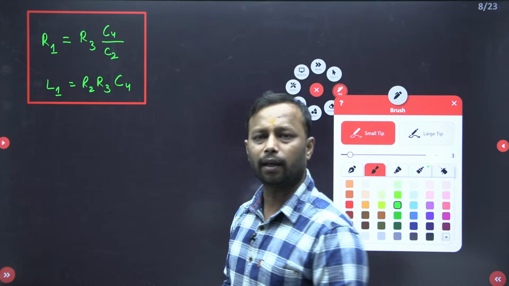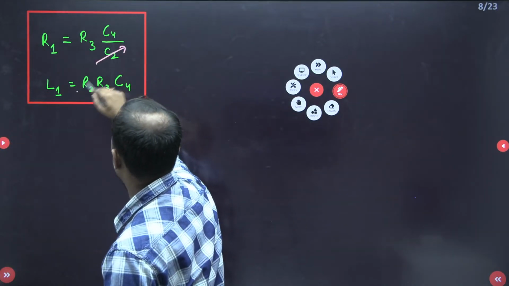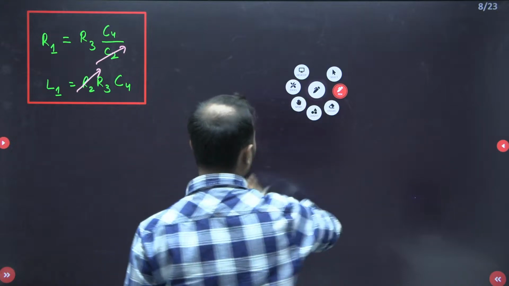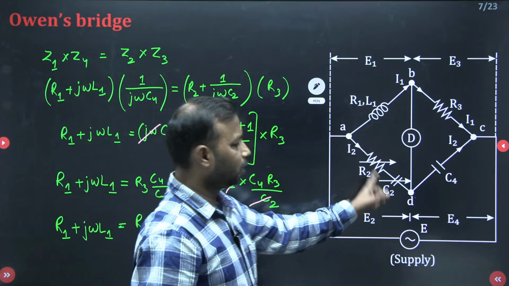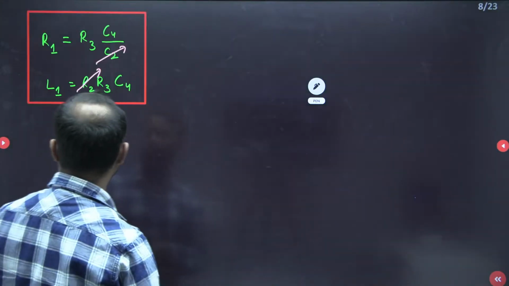Again the same thing. What is variable here? The uncommon elements. So if you see here, R2 and C2 are the variable. Now let us calculate the quality factor.